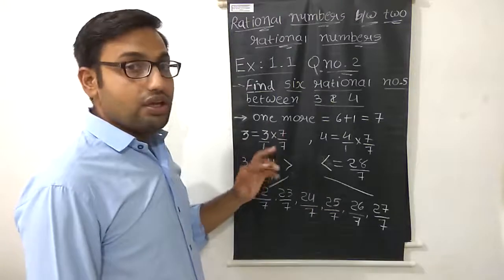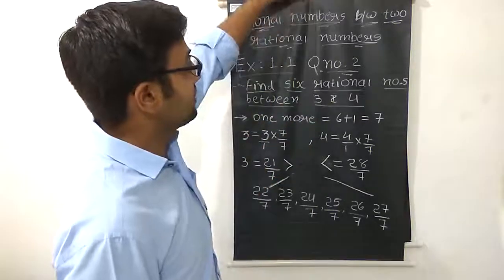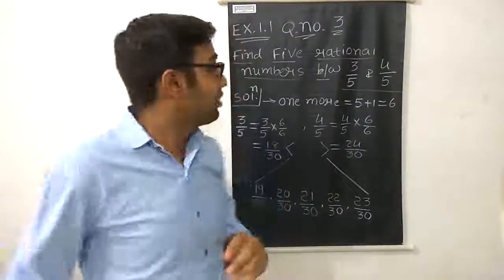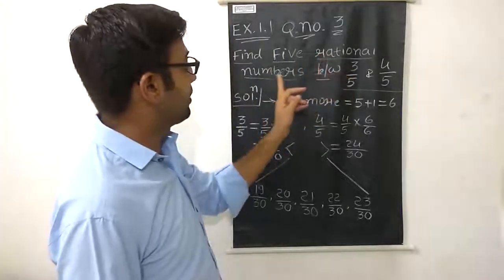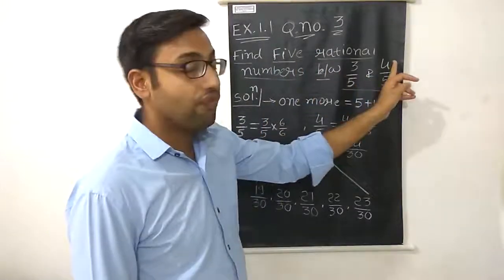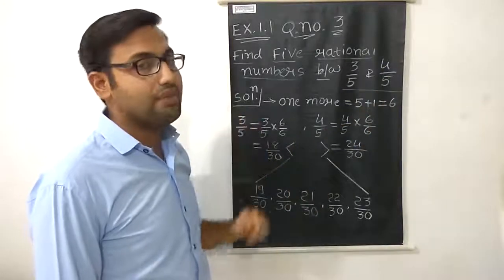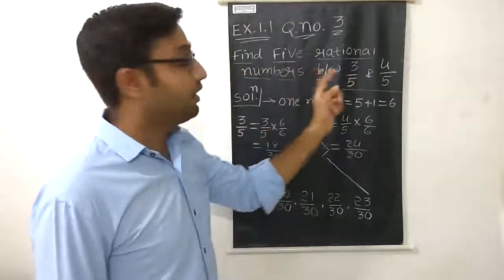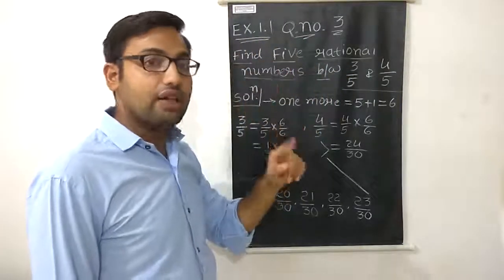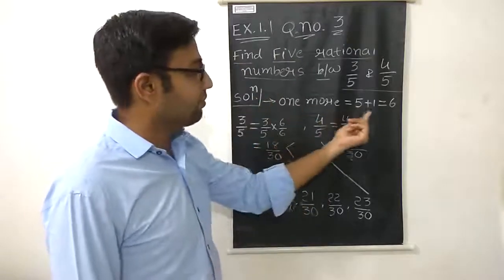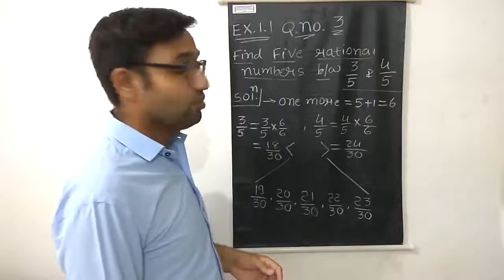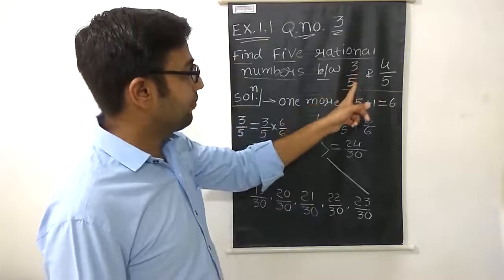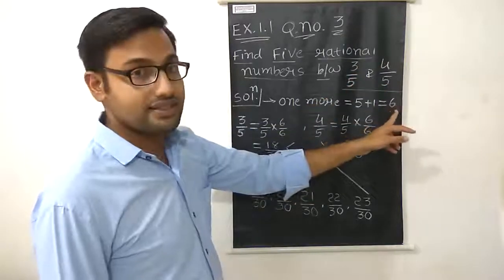Question number 3. We will also discuss question number 3. In this question, we have to find 5 rational numbers between 3 upon 5 and 4 upon 5, right? We will use the same method that we used in question number 2. How many numbers do we have to find? 5. So add 1 to the 5. 5 plus 1 is equal to 6. In the same way as the previous sum, multiply 3 upon 5 and 4 upon 5 with 6 upon 6.